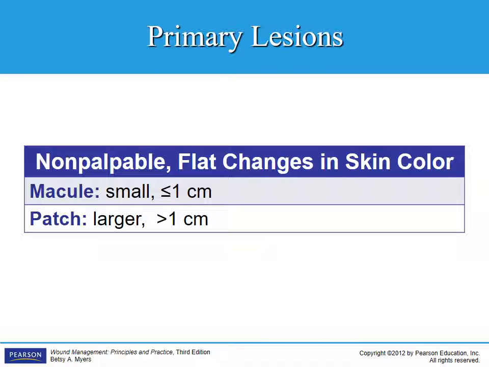Primary lesions that are non-palpable, just flat changes in skin color, are the macule and the patch, and the naming depends on the size. A macule is less than or equal to 1 centimeter. A patch is greater than that. An example of this would be if you've ever known anyone who has psoriasis. They have patches because they're usually large. So that's an example of what you would call a patch. It's a flat change in skin color.